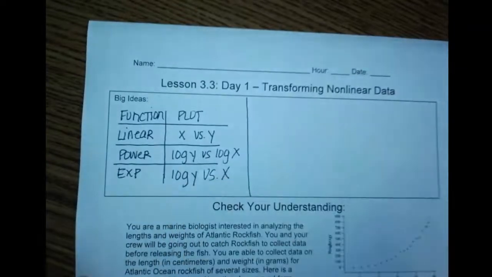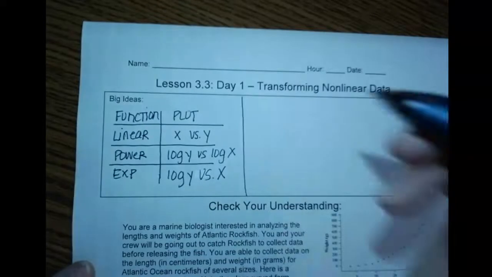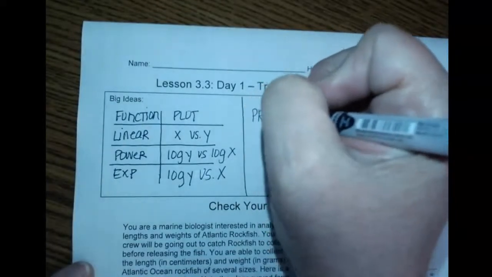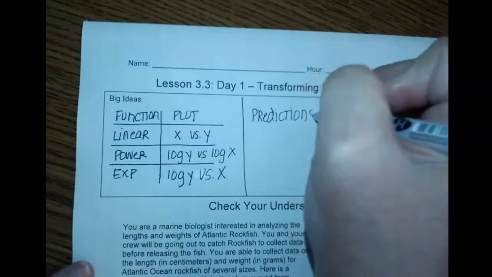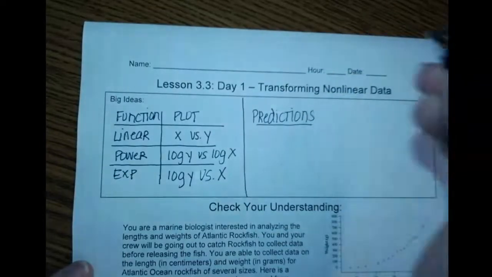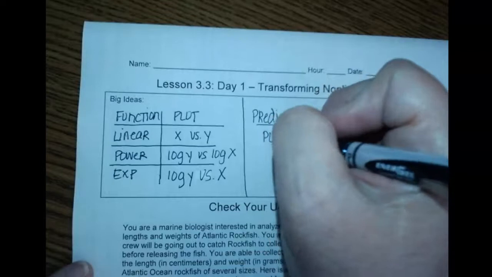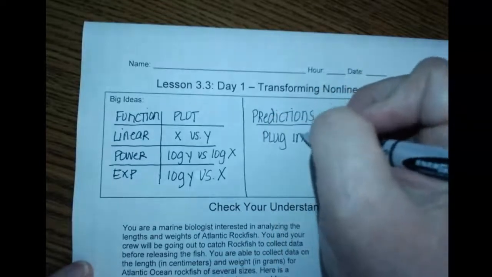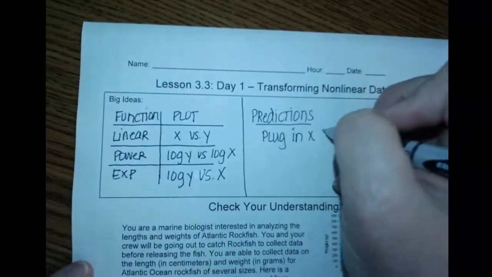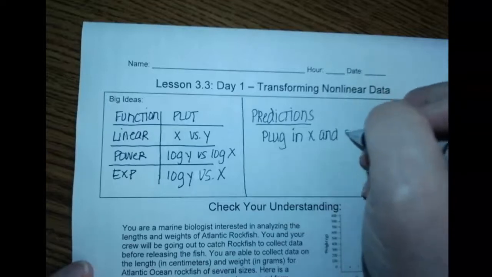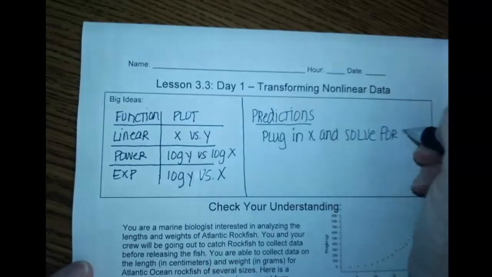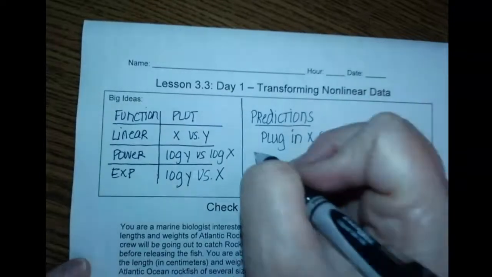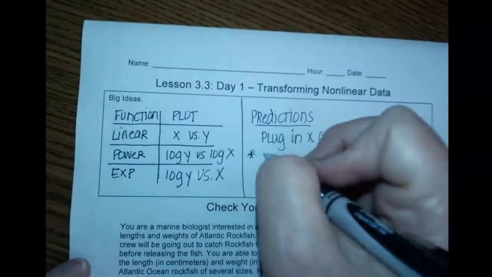All right, now, to make predictions, like we just did with 2015, you're going to plug in your X and solve for Y, just like always. You may need to undo a log or a root.